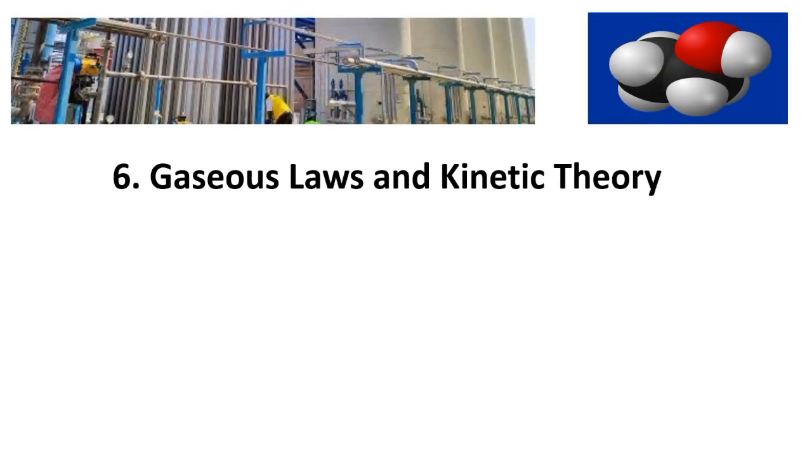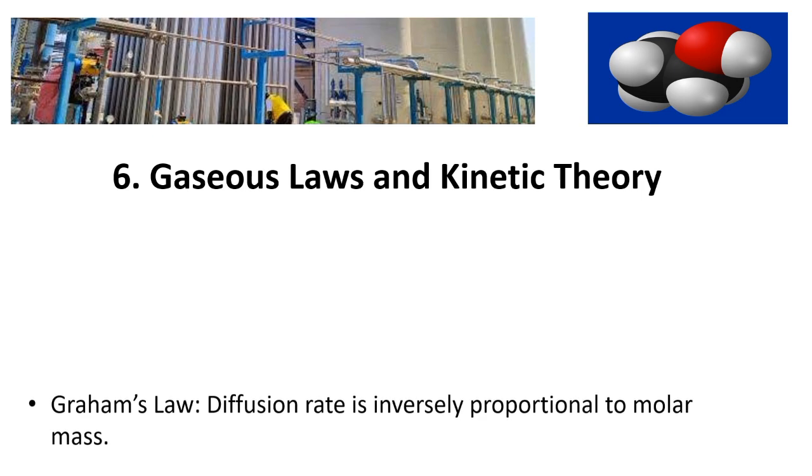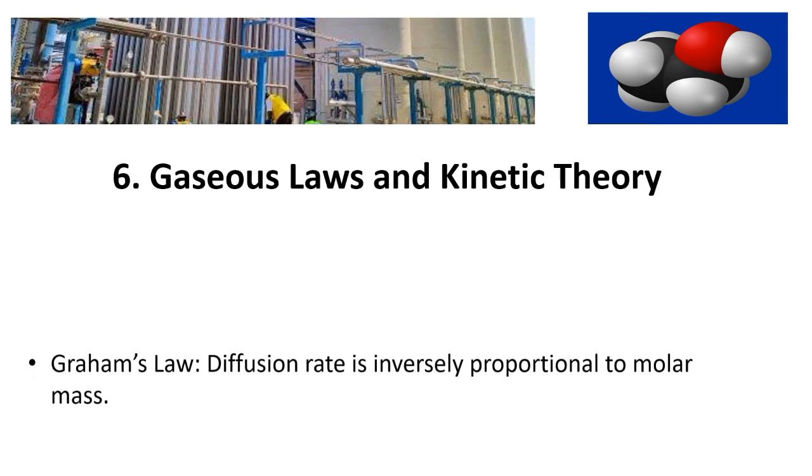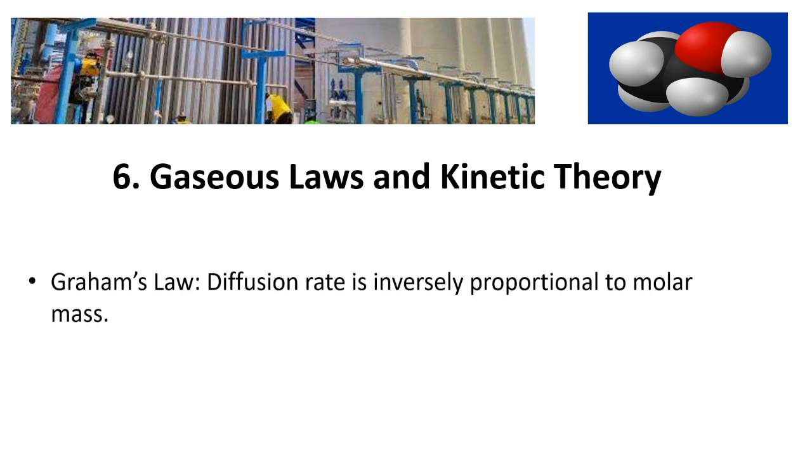Heavier gases diffuse slower. For instance, hydrogen chloride gas of molar mass 36.5 grams per mole diffuses slower than ammonia gas, 17 grams per mole.